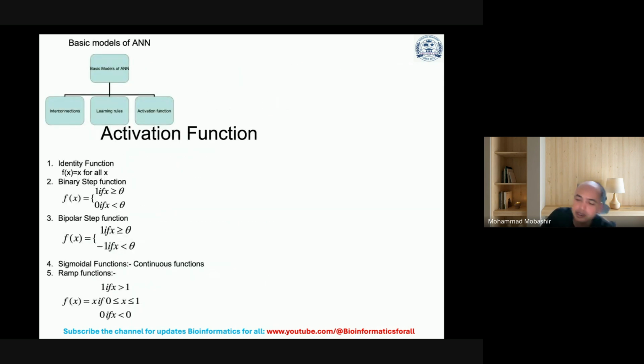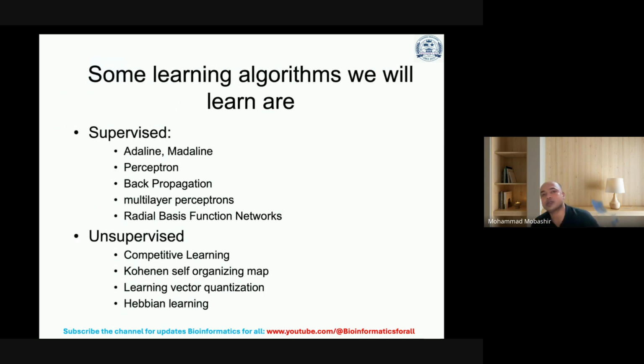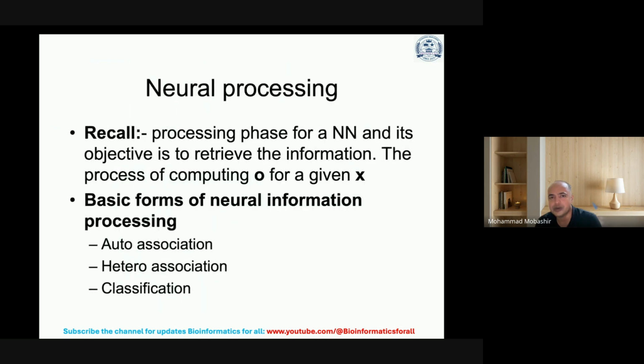So these are some learning algorithms which you need to learn, supervised and unsupervised. You need to learn from examples like perceptrons, backpropagation, multi-layer perceptrons, radial basis function networks. Then in unsupervised: competitive learning, Kohonen self-organizing map, learning vector quantization, then Hebbian learning. So these are some ways you can learn supervised as well as unsupervised learning.